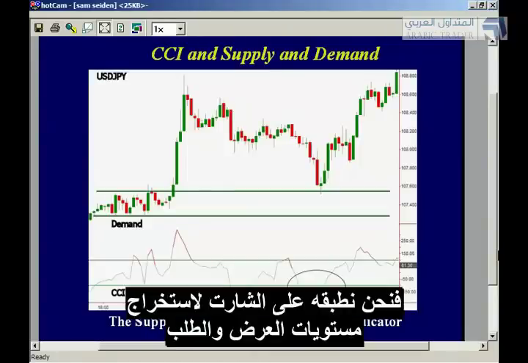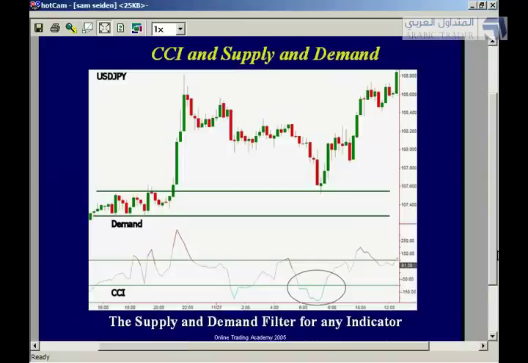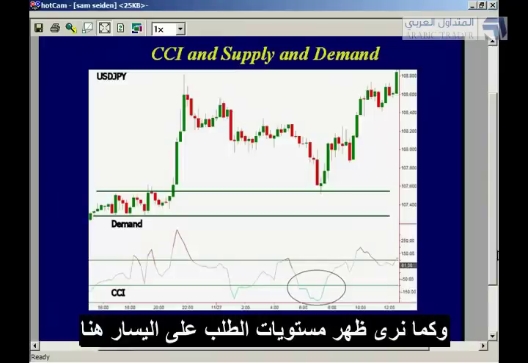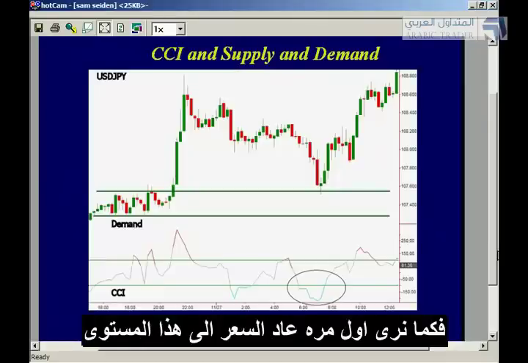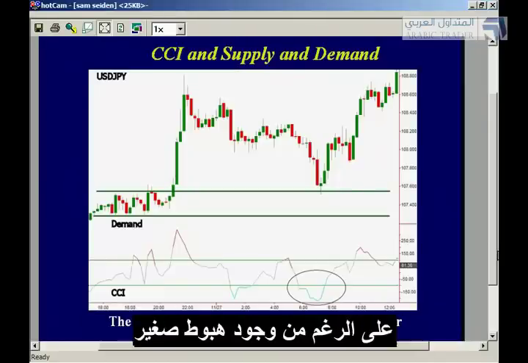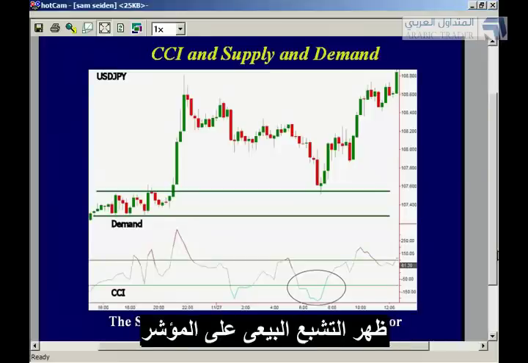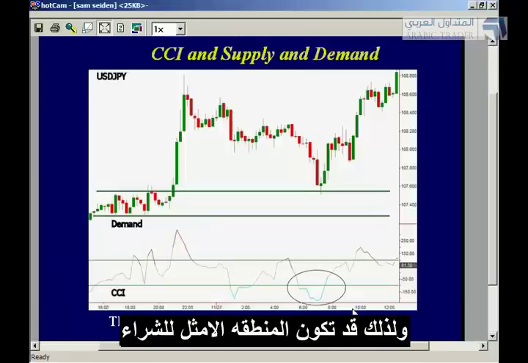Once you've done your work on the chart to identify your supply and demand levels, okay? In other words, here we have a demand level on the left, price shoots out of there. You can see the first time price comes back to that level, dips into the level a little bit, CCI goes oversold there, suggesting that you want to be a buyer, okay?